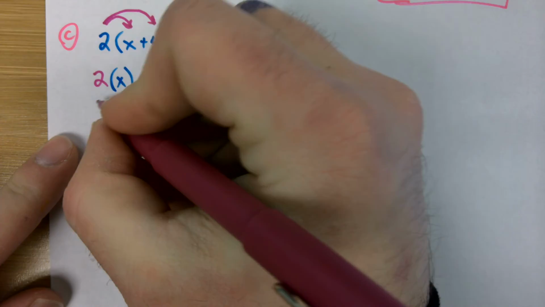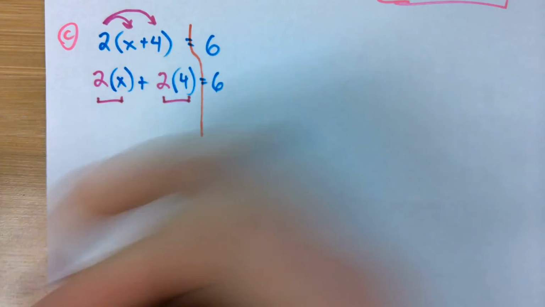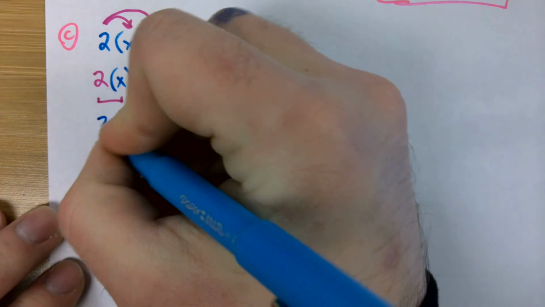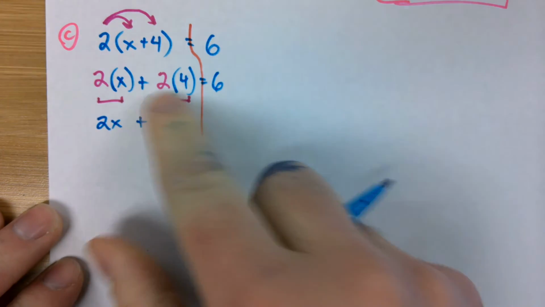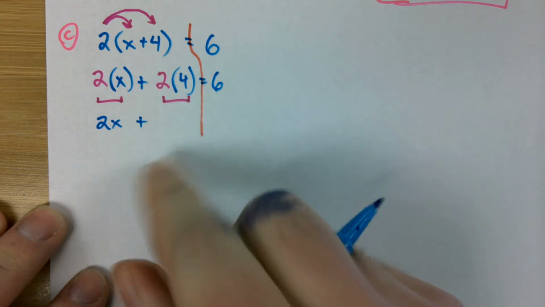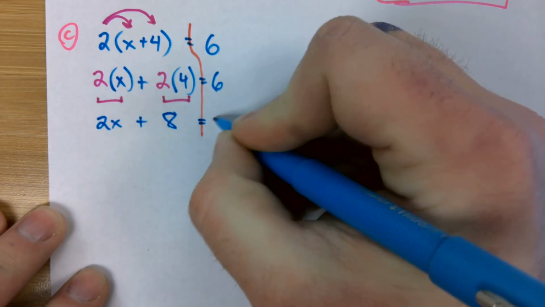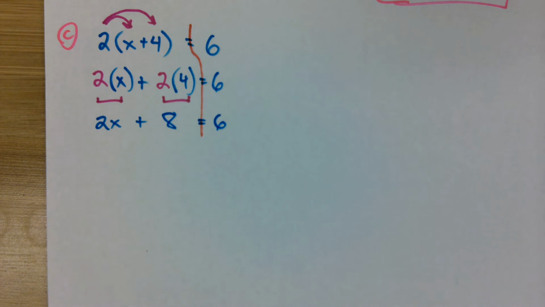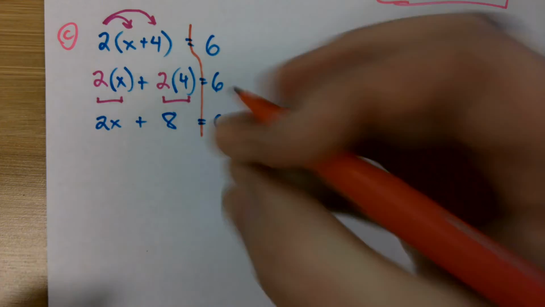Let's simplify the left. 2 times x, what's that going to be? 2x. And 2 times 4, that's going to be what? 8, right? Equals 6 stays the same. Now we have a nice, neat 2-step equation, just like we talked about on Monday with our start of this unit. So we're going to have to do some inverse operations.